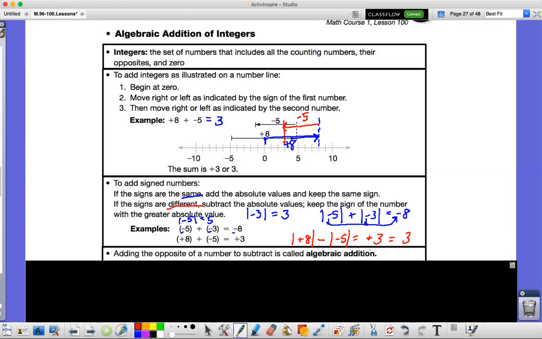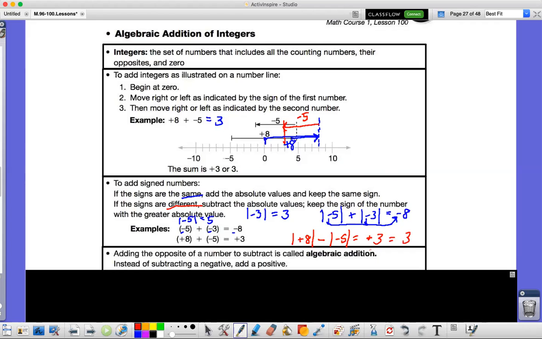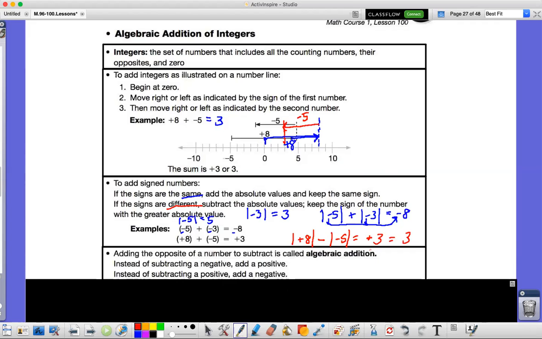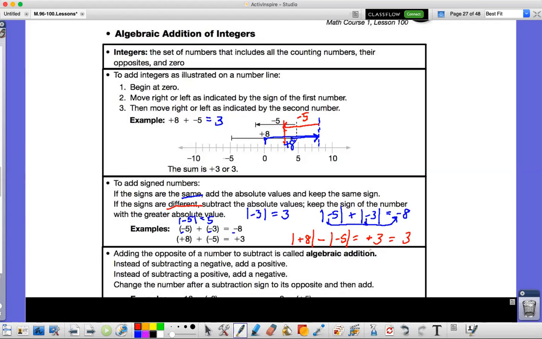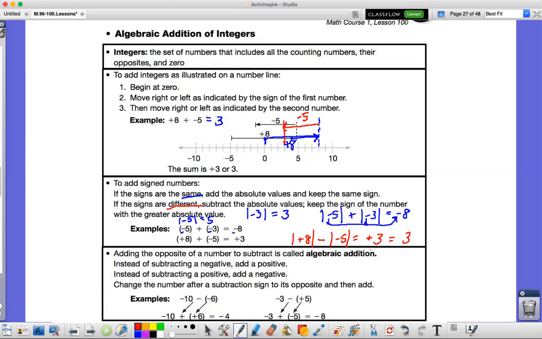Adding the opposite of a number to subtract it is called an algebraic addition. So instead of subtracting a negative, you'd add a positive. Instead of subtracting a positive, you add a negative. So change the number after the subtraction sign to its opposite and then add. So here's an example of that.